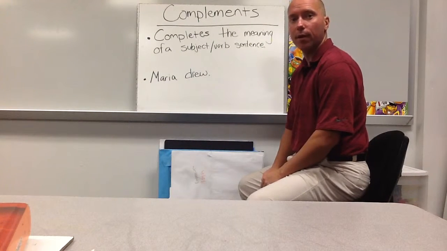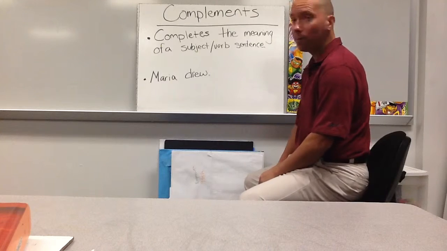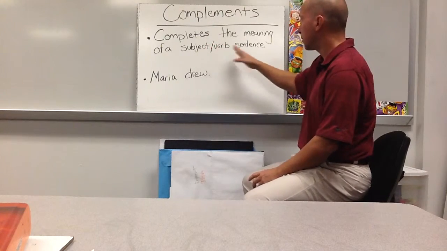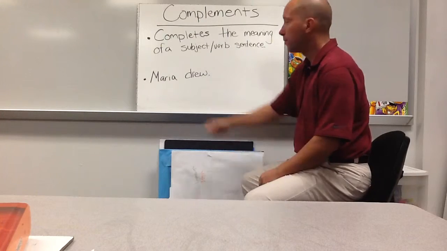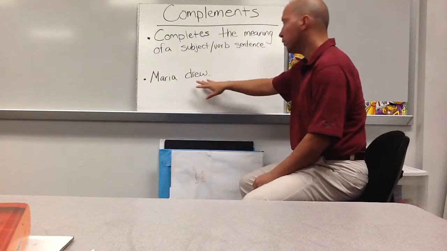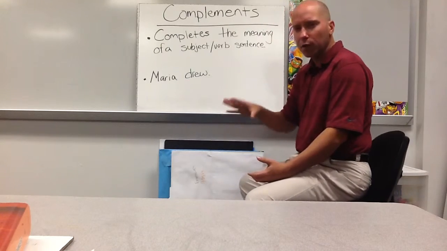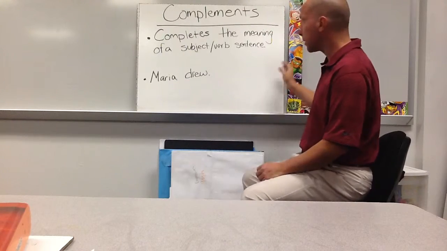And welcome to our video about complements. A complement is a word that completes the meaning of a basic subject and verb sentence. For example, the sentence, Maria drew. Now that is a complete sentence. It has a subject and it has a verb, but it doesn't feel complete. It doesn't feel like it expresses a complete thought.